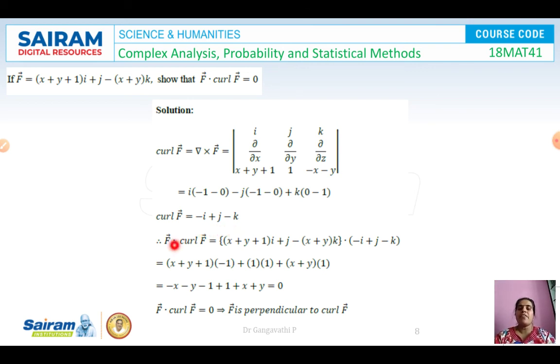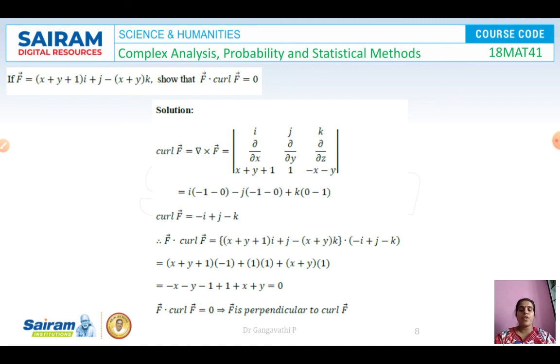Now consider vector f. Vector f is given, this is what is our vector f. Dot product with curl f. Curl f is minus i plus j minus k cap. So do the dot product: i dot i, j dot j, k dot k becomes 1. So we get (x plus y plus 1) into minus 1, plus 1 into 1, plus (x plus y) into minus 1 for the k component. On multiplying the minus 1 inside, we get minus x minus y minus 1. This is plus x plus y. All the terms are getting cancelled.